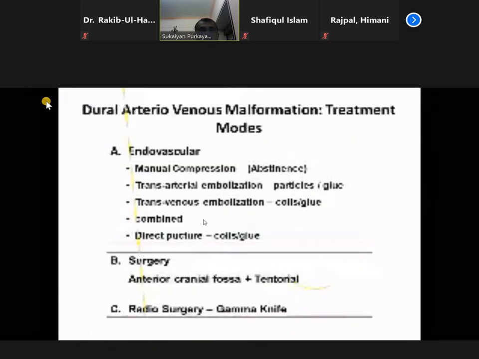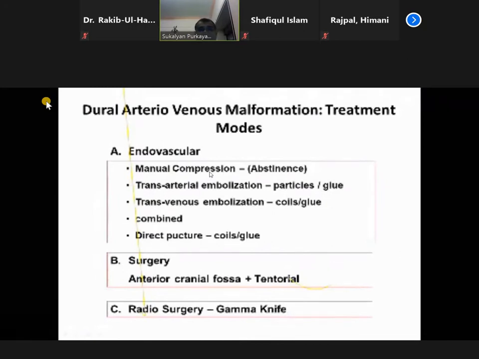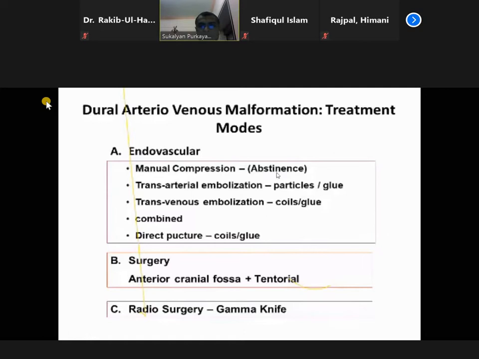Now, I have already told you about manual compression and transarterial embolization. We used to do particle embolization quite early, maybe 15, 20 years back, but I don't think PVA particles are of any use nowadays when we treat dural fistula, because invariably they will break up and they are not permanent. Glue we use, NBCA, and transvenous embolization with coils, but this is quite an old slide, so now it is replaced by Onyx, and Onyx has completely transformed the endovascular treatment of dural fistula.